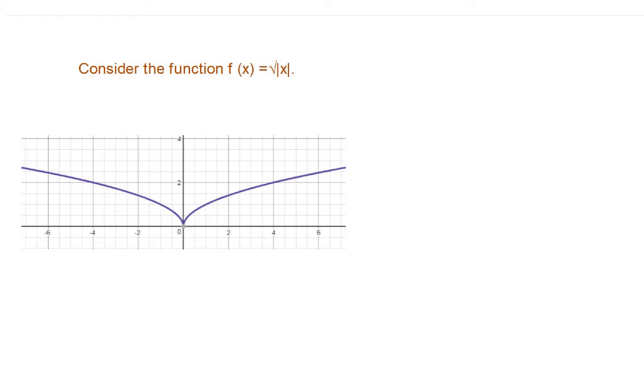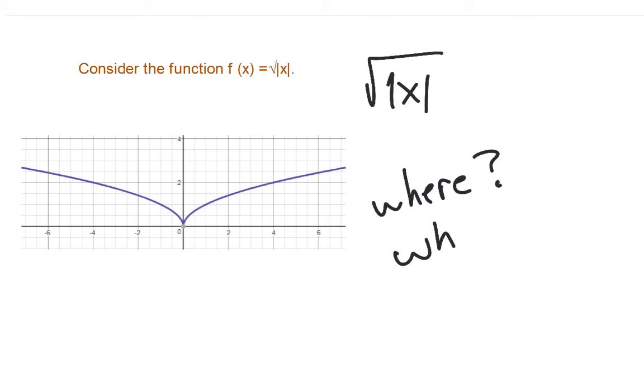So looking at the function right here, it's the square root of the absolute value of x. Is this function differentiable everywhere? And if it's not, where is it not differentiable? And why is it not differentiable at that spot? Let me know.